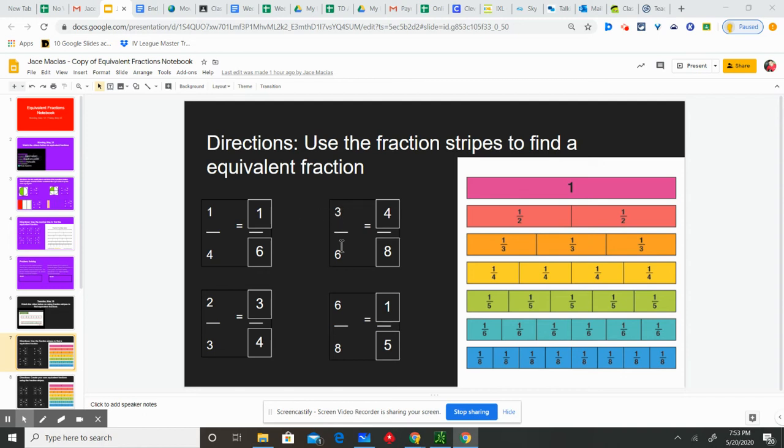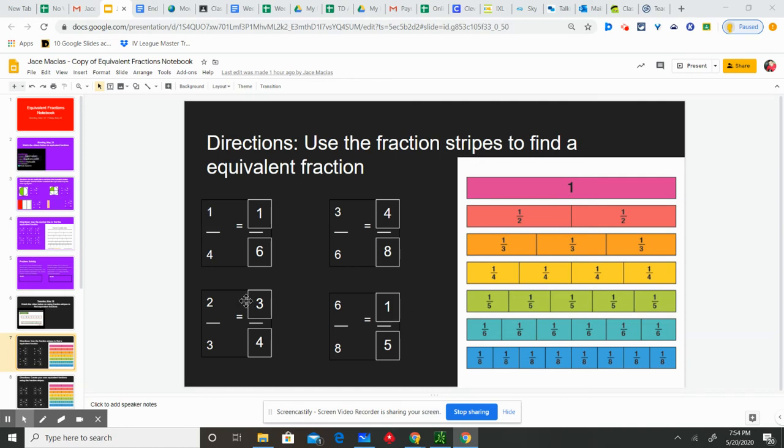Let's move over to 3/6 and 4/8. So I look for 3/6 on my fraction strip, right? I go 1, 2, 3. That's 3/6 right here. And now I have 4/8. 1, 2, 3, 4. Now you can see where that ends. Those are equal. Okay, this line represents that they both end at the same spot. They are equivalent fractions. They take up the same amount of space.